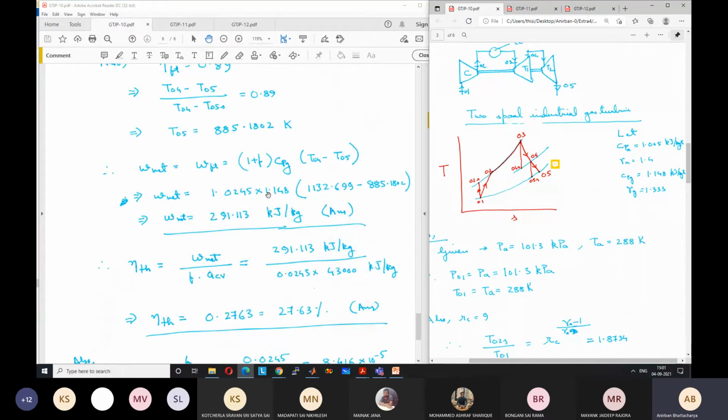So anyway, the net work output that we can calculate comes out to be 291.113 kilojoule per kg. Okay, this is the net specific work output from the cycle. Now the efficiency is the net specific work output divided by the energy which goes in per unit mass flow rate of air, which we are providing, right? So which is equal to the mass flow rate of fuel per unit mass flow rate of air, which is F, into the calorific value of fuel. Okay, so F into QCV.